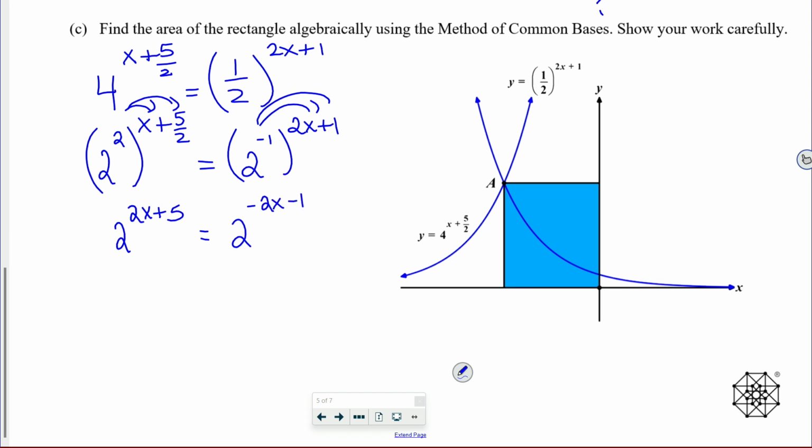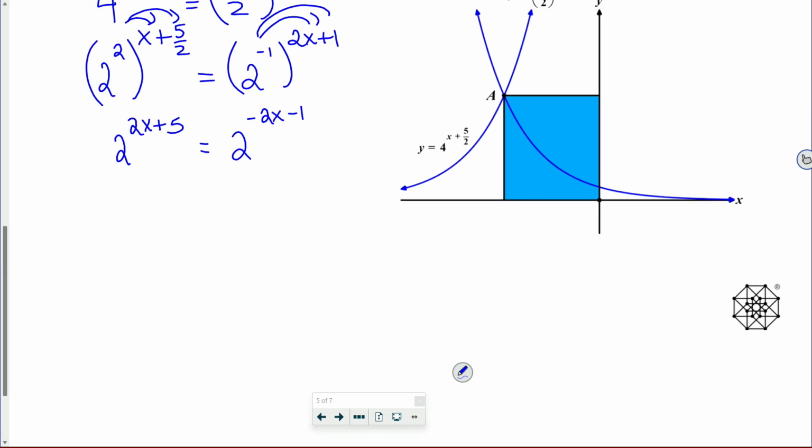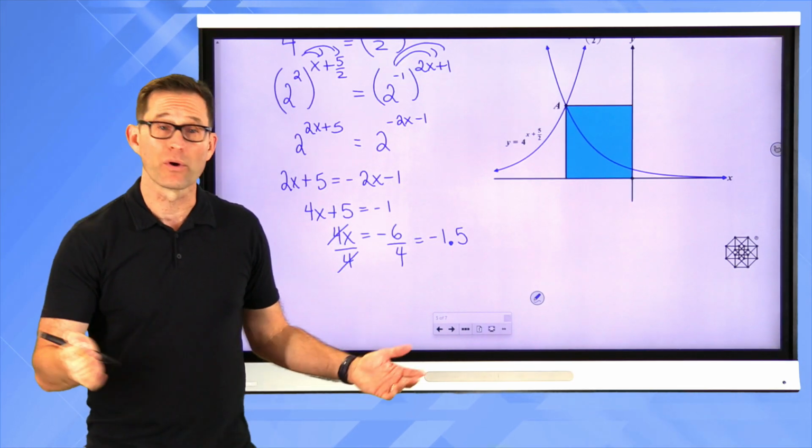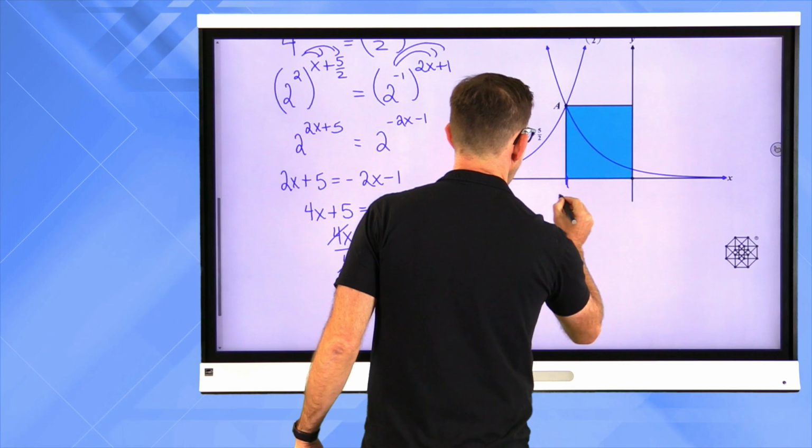Now that they have a common base, I can set the exponents equal. 2x plus 5 is equal to negative 2x minus 1. Add 2x to both sides, I'll get 4x plus 5 is equal to negative 1. Subtract 5 from both sides, I'll get 4x is equal to negative 6. Whoops, I don't want to divide by x, let's divide by 4 on both sides. And I'll get x equals negative 6/4, which is the same as negative 3 halves, negative 1.5. So that's my x-coordinate. Actually, maybe I'll mark it on the graph right now.